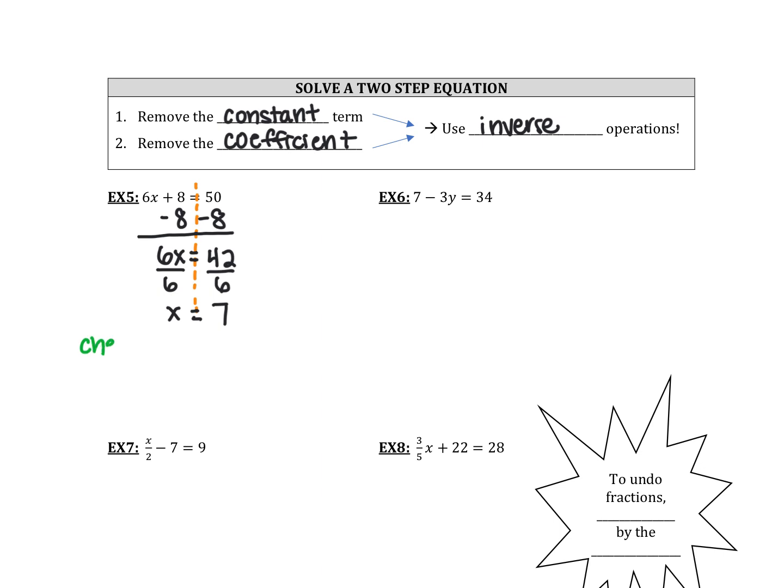So I'm going to check my work. Checking my work here means I'm going to take 7 and plug it in place of x in the equation. So the equation was 6x plus 8 equals 50, and I'm going to plug a 7 in. So 6 times 7 is 42, plus 8 equals 50. Is 42 plus 8 50? And the answer is yes, 50 is equal to 50. So I know I've solved it correctly with x equals 7. But it's always good to check.